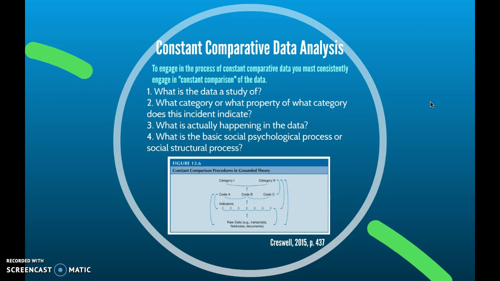The next is constant comparative data analysis. This is crucial to ensuring you have all of the information needed to present a really strong theory. What you need to consider here is always looking at your information and asking yourself the following questions. What is the data a study of? What category, or property of what category, is a specific incident indicating? What is actually happening within the data? And what is the basic social psychological process or social structural process? What's happening there? There's a figure here, 13.6, that showcases some information for the researcher to look at, making sure that they're constantly evaluating and connecting their information together.